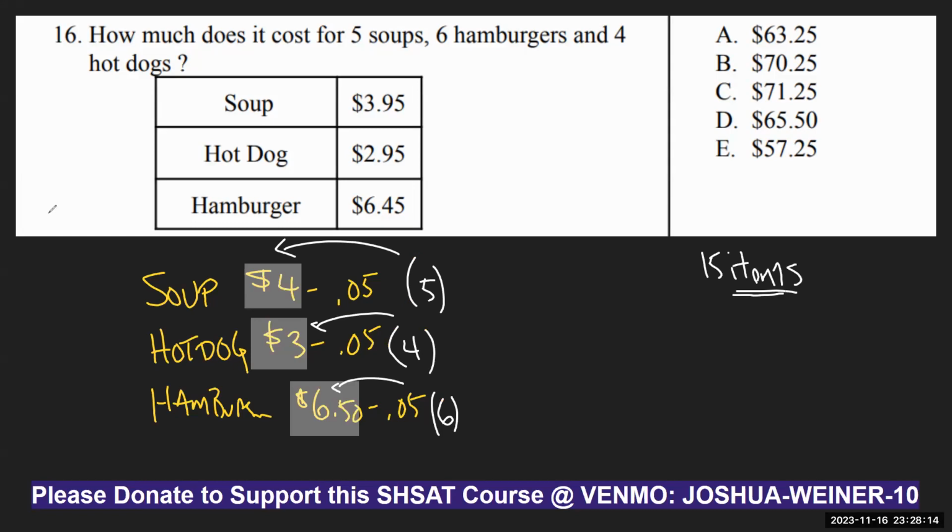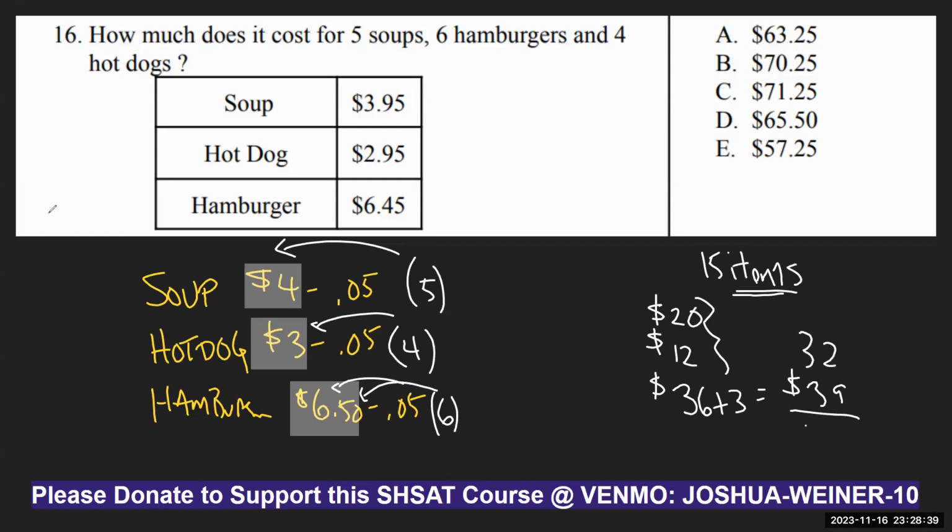But I'll do it at the whole dollar price. 5 times 4 is $20 for the soups. 4 times 3 is $12 for the hot dogs. 6 times 6 is 36, plus 50 cents 6 times, which is another $3. So it's $39 for the burgers. Putting these together, that's 32. Altogether, that's $71 total.